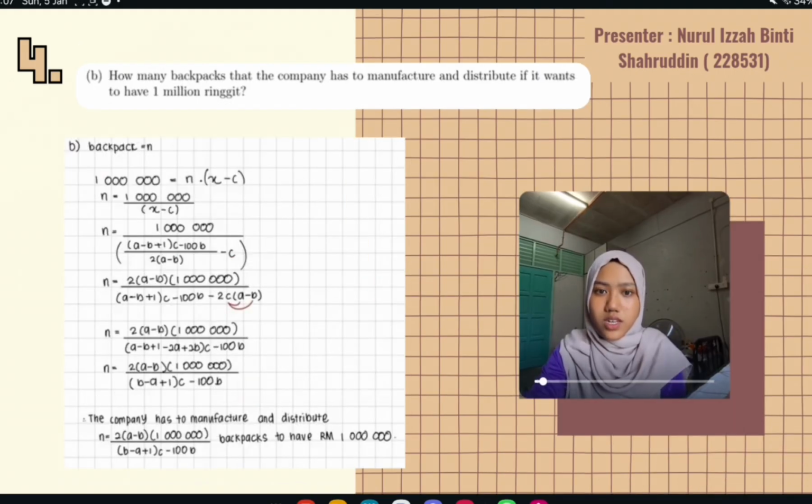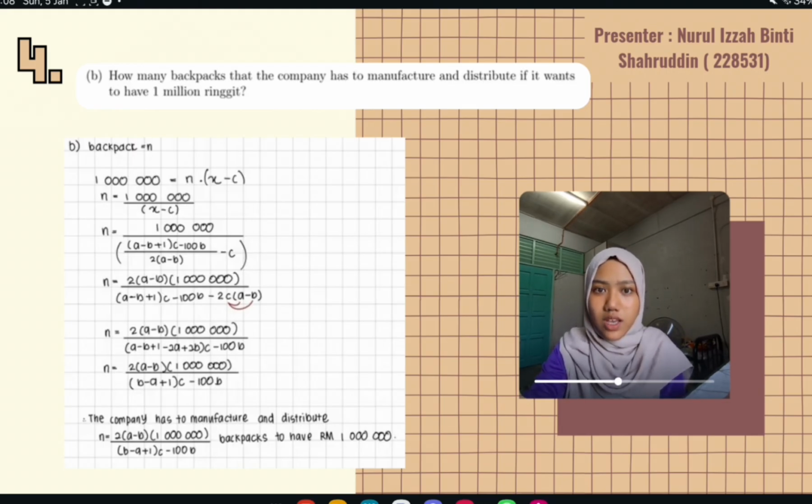So for question B, we want to find how many backpacks can be distributed if we want to have 1 million ringgit profit. We know N is the number sold. So 1 million equals N times (X minus C), because we want the profit. So we will get N equals 1 million over A minus B plus 1C minus 100B over 2A minus B minus C.